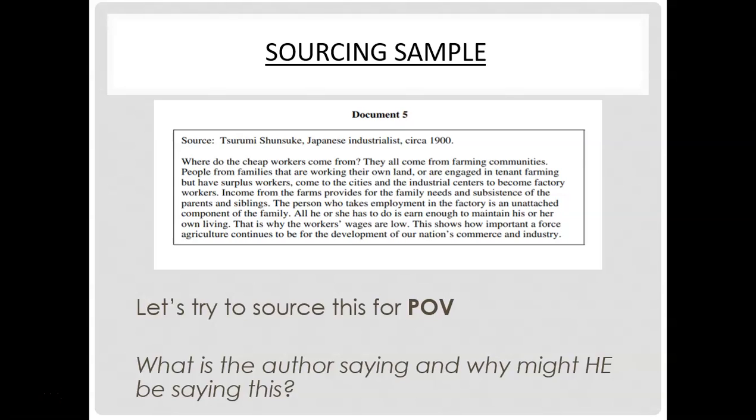Because he's basically saying it's totally fine to have low wages. Well, if he's a Japanese industrialist or factory owner, he wants to make as much profit as he possibly can. And one of the ways to make the most amount of profit is to keep wages low. So the reason he's saying that it's okay that wages are low is because it helps him make more profit. That's why. Now, do we know what he's saying is true? That the reason these people are coming to the factories is because they're not needed at the farm? We don't know that. We don't know if that's true. But what we do know is he's saying that wages are okay to be low. And the reason he wants wages low is because he's a factory owner. And that's how you do POV.